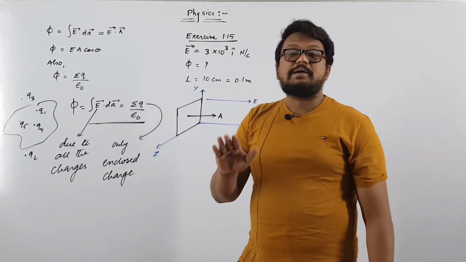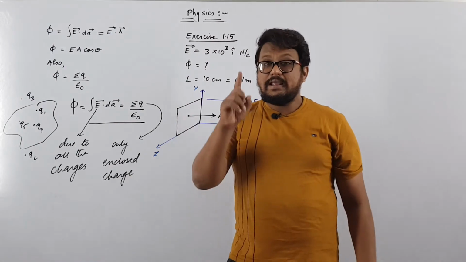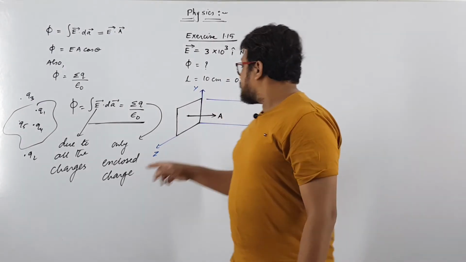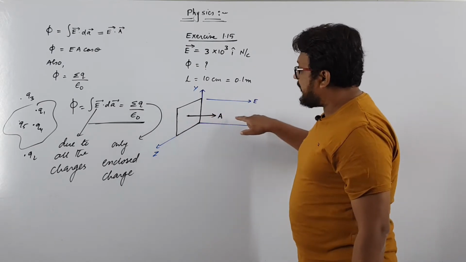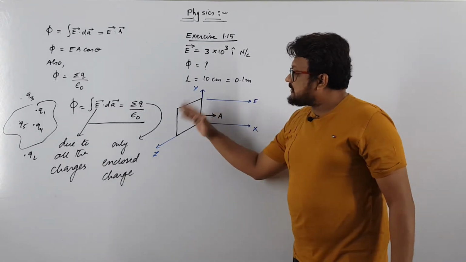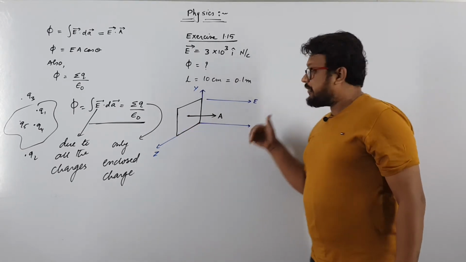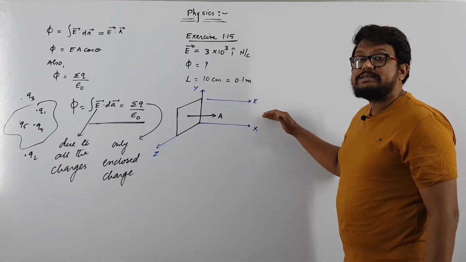You have to always remember that area is a vector quantity and its direction is always perpendicular to the surface, right? So here for this surface, area is perpendicular to that surface. So plane is kept along YZ, right? So area will be along x-axis. So electric field and area both are in same direction.